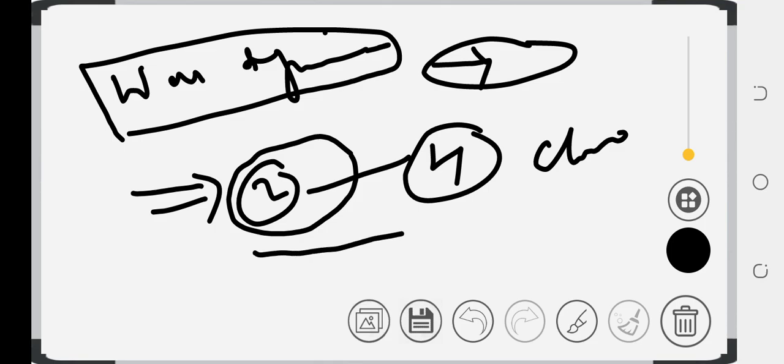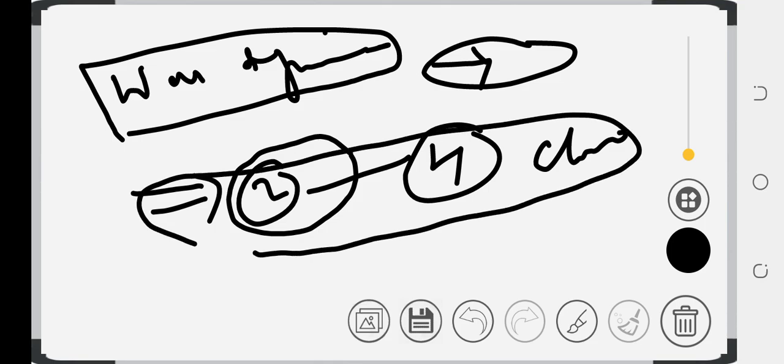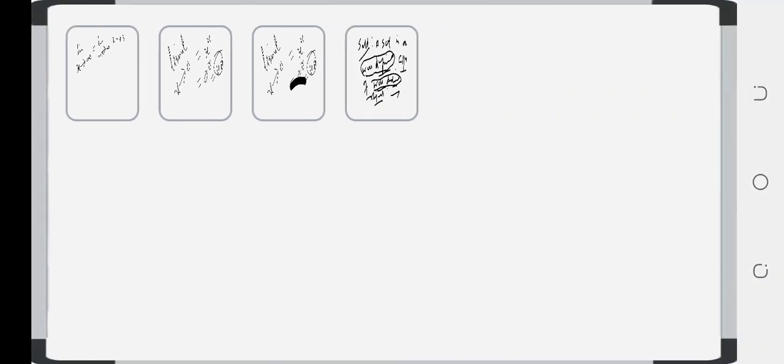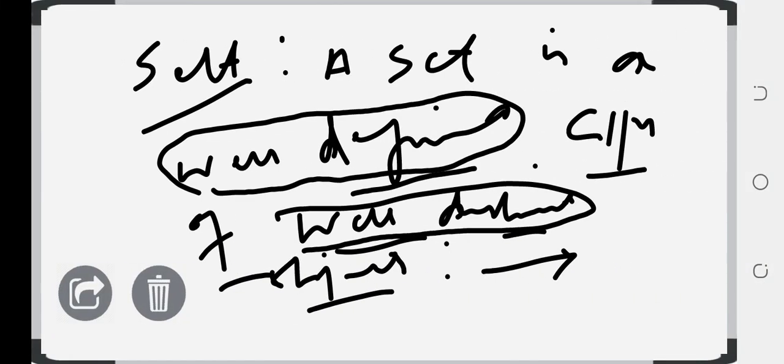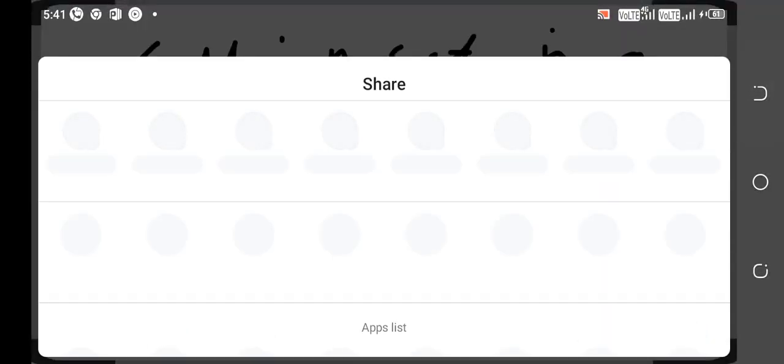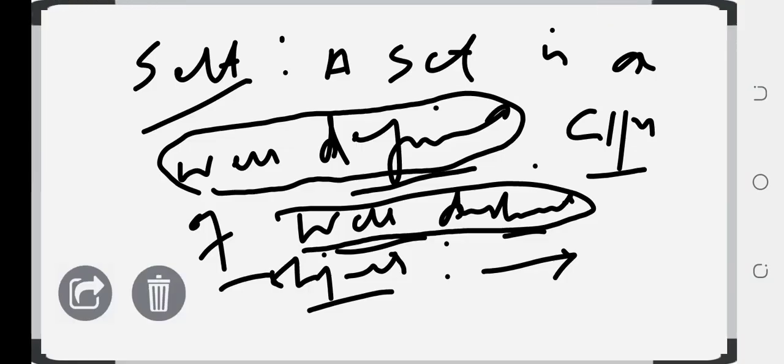And same is the case when we talk about the well defined collection. It means there is a collection. It may be a collection of pens as the definition states. A well defined collection means there is a collection.